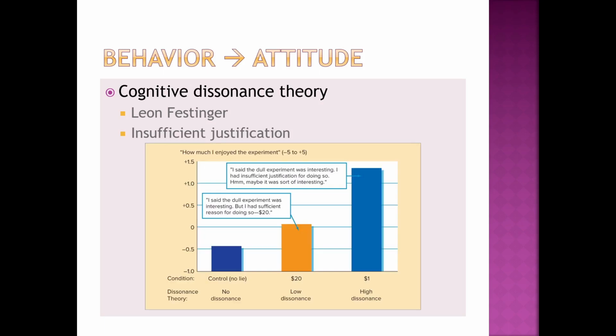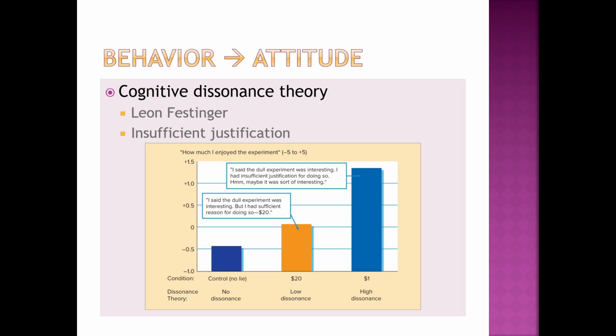Well, there's this aspect of cognitive dissonance theory called insufficient justification. So if I was given $1 to lie to a peer, that's $1 is really not sufficient justification to warrant me lying to the next person. So a typical response that the people who were given $1 gave for why they were willing to lie was: I said the experiment was interesting. I had insufficient justification for doing so. Maybe it was sort of interesting. That's probably the thought process that they went through.